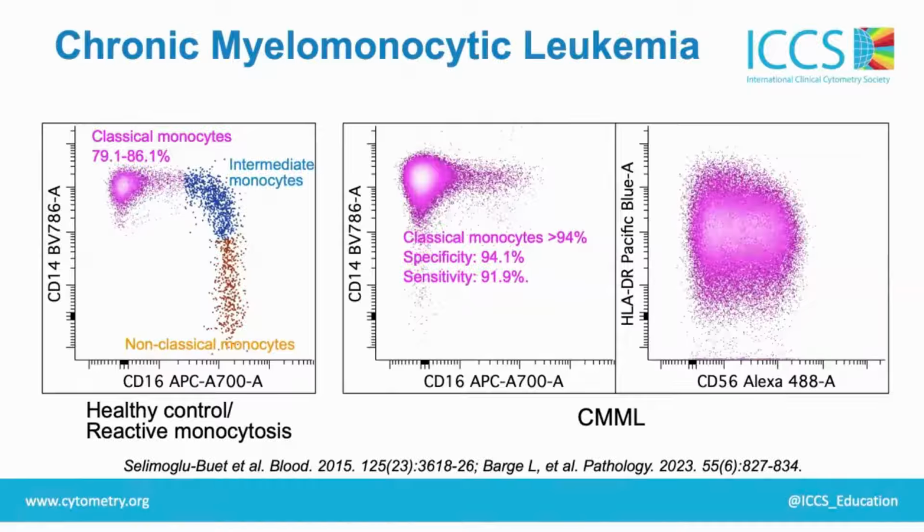This accumulation of classical monocytes could indicate the abnormal differentiation of specific monocyte subsets. In a fraction of chronic myelomonocytic leukemia, the aberrant expression of CD56 is a characteristic feature of monocytic dysplasia, together with the decreased expression of DR and the aberrant expression of CD2.